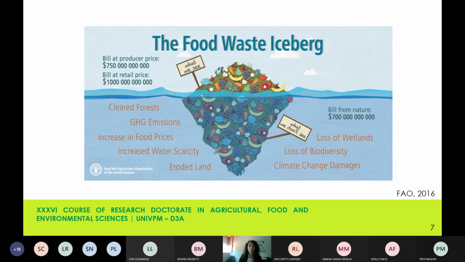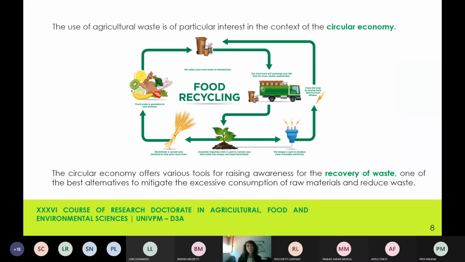So what we see of the food waste is related in particular to the economic aspect and the money loss. But what we do not see is the environmental impact: loss of biodiversity, increase of water scarcity, eroded land, as well as the volatility of food prices. So the shift from a linear to a circular model can help a lot in managing the waste.